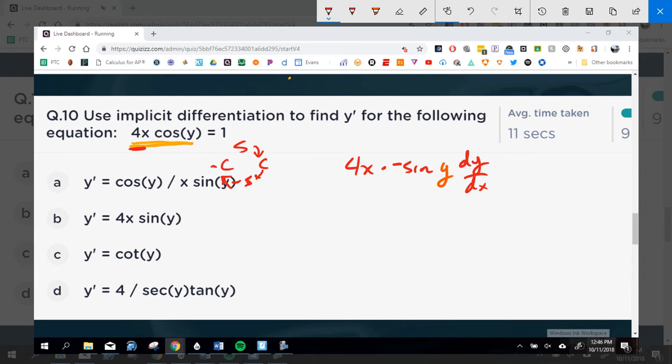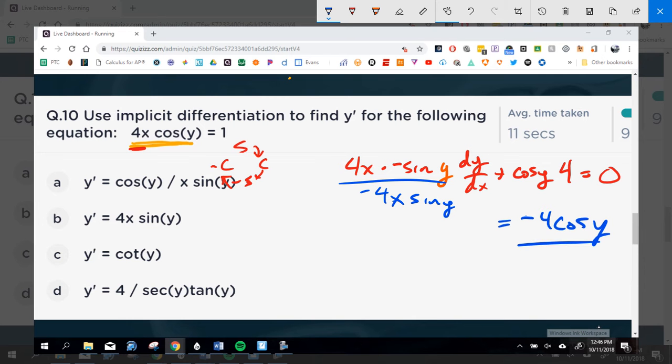First times the derivative of the second, plus the second, which is cosine y, times the derivative of the first, which is 4. And that whole thing's going to be equal to 0. Anything that has a dy dx is going to stay on the left side. Everything else is going to the right side. So I'm going to subtract that 4 cosine y to the other side. I'm going to divide this dy dx out of it. So I'm going to divide by negative 4x sine y on both sides.